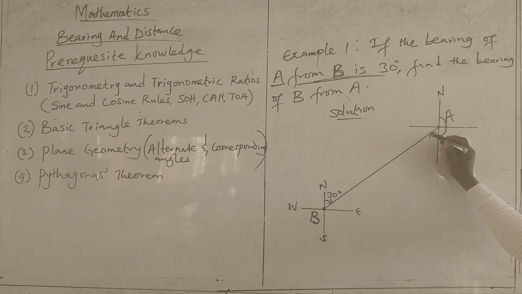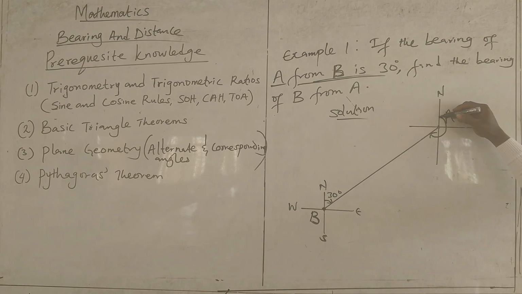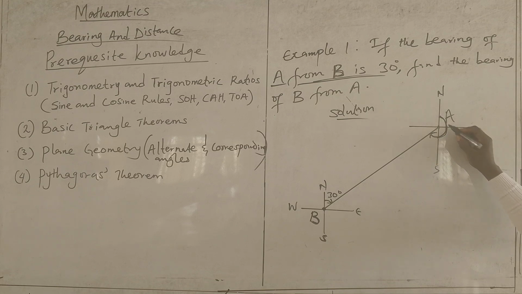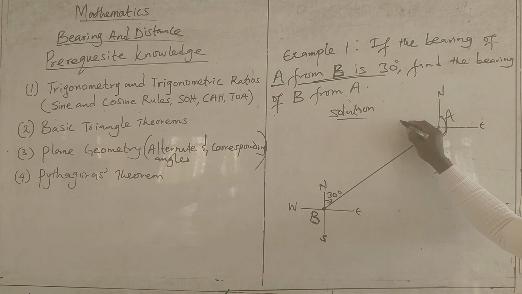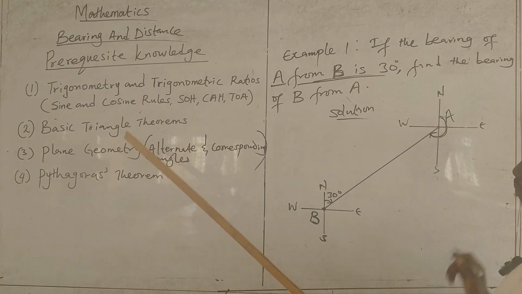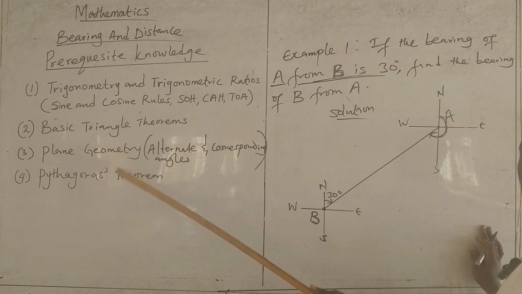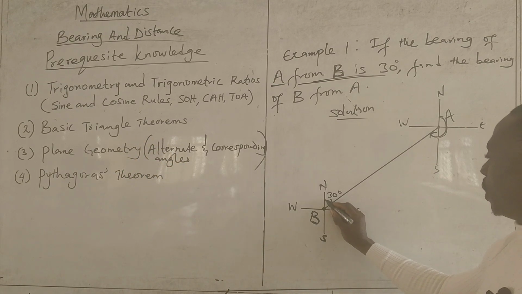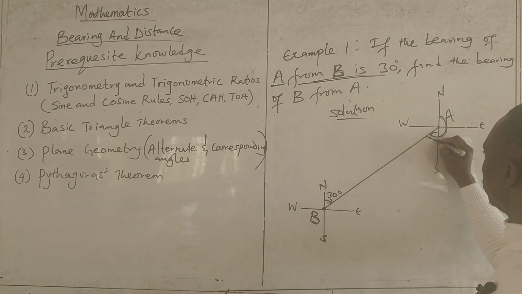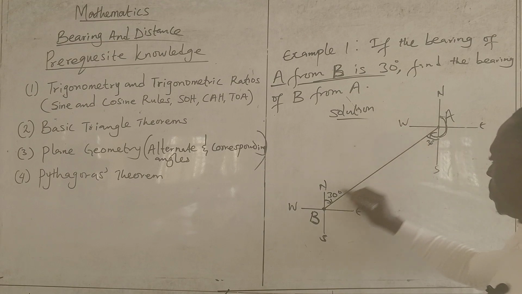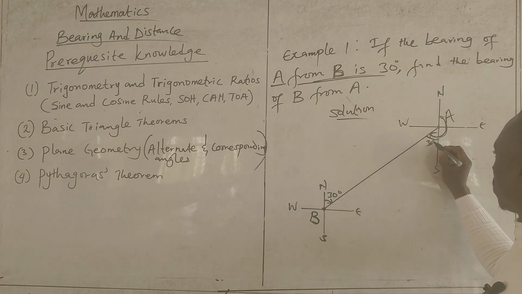So what's this angle now? We know that from the north to the south is 180 degrees. That's 90 plus 90 here, 90 here, 90 here, this east and this west. Now we need this small angle. What is this small angle? That's why I said we need this topic, alternate angles. That's what we're going to use. Plane geometry. So this angle here is alternate to this. So here is 30 degrees. This 30 degrees is alternate to this 30 degrees.